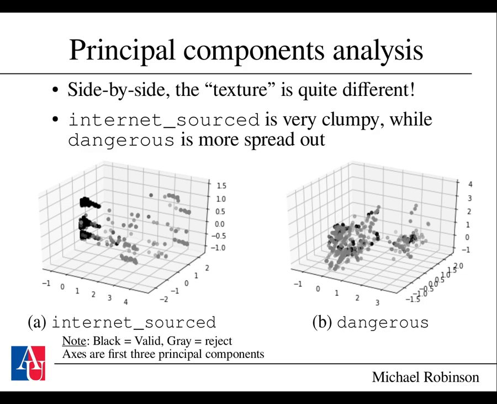What I've also done is I've colored the points, i.e. the files, as either black for valid files or gray for rejected files. You can see the internet-sourced files, the valid files cluster very tightly, whereas the dangerous files do not.